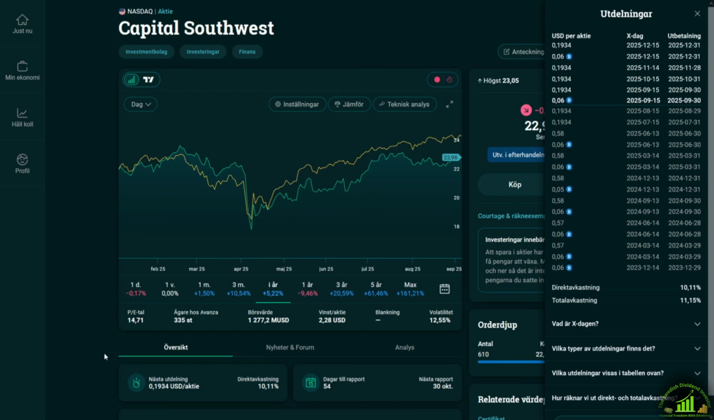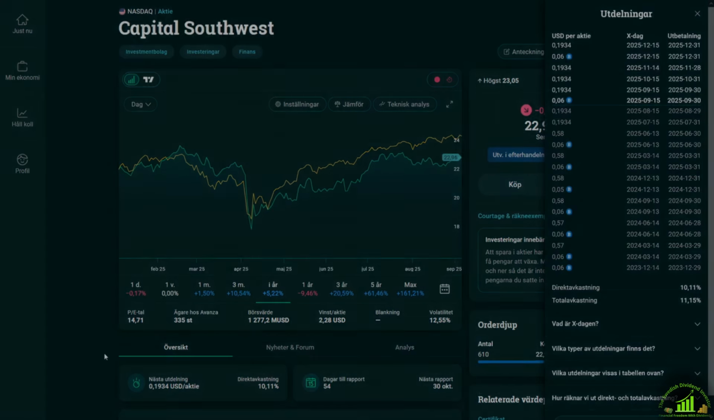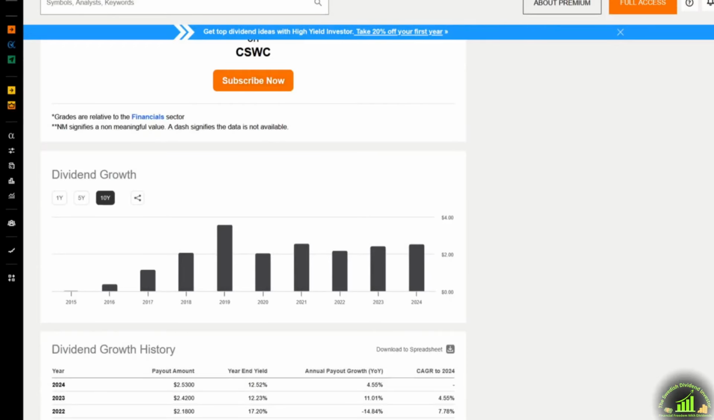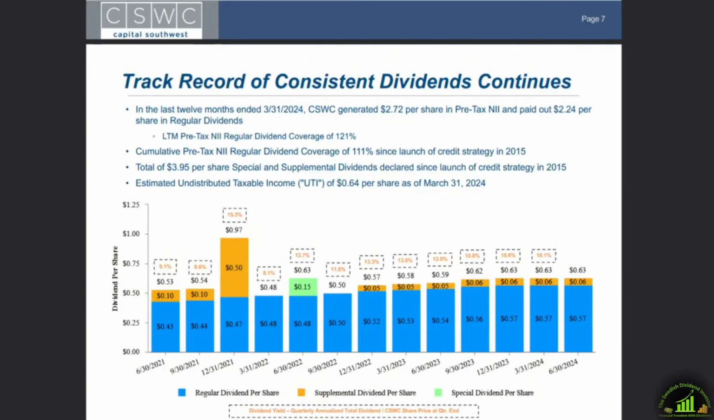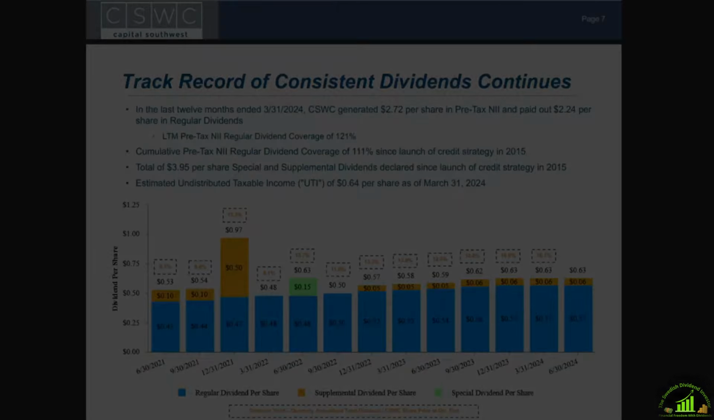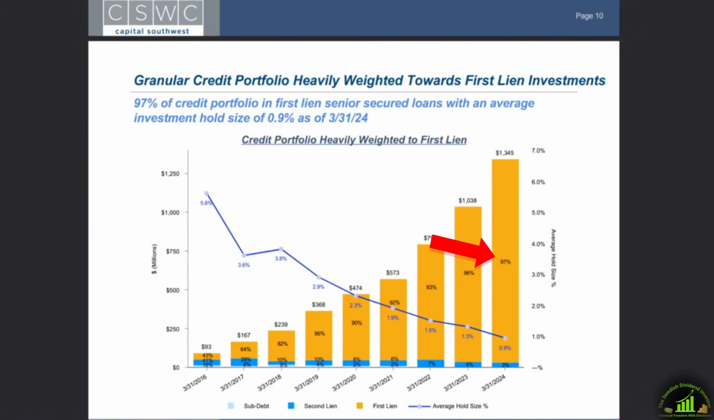They also do special dividends sometimes, but like I said before, I can't expect them. Looking at seekingalpha.com, we can see they cut their dividend in 2020, but then the growth has continued. Seeking Alpha does include the special dividends, but if we look at the annual report, we can see the special/supplemental dividends. Looking at their loan structure, they hold about 97% first lien debt.